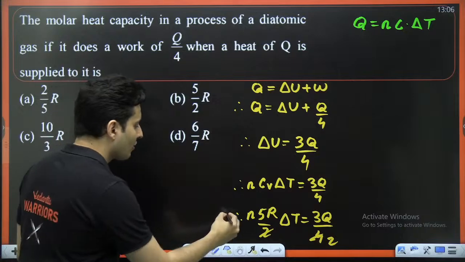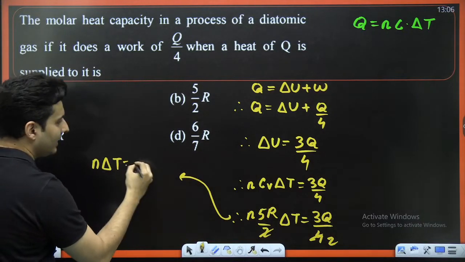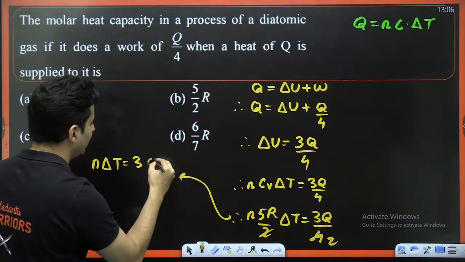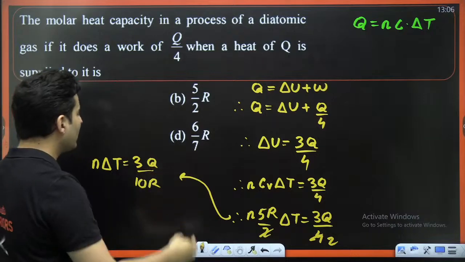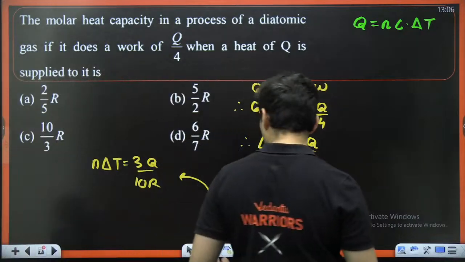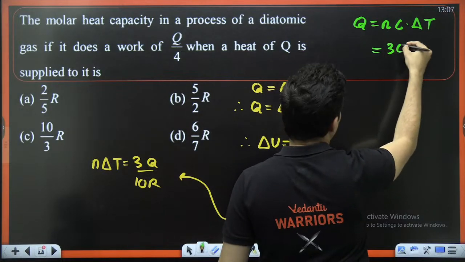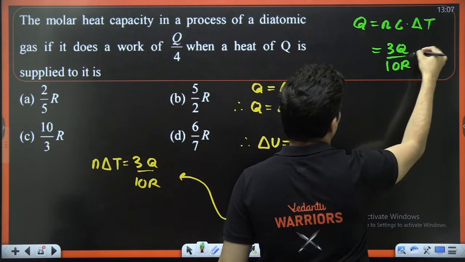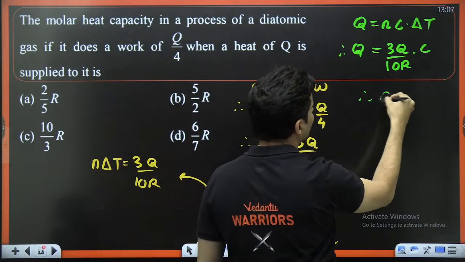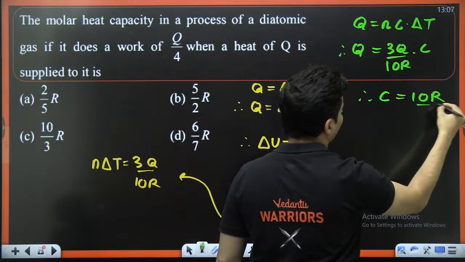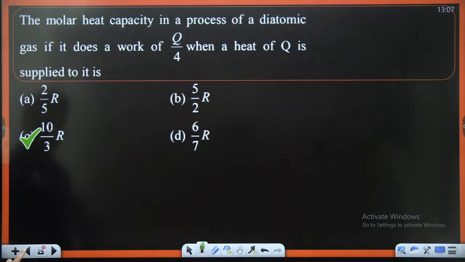Observe carefully what will happen next. If I find the value of N times delta T, 3Q remains on the top, 5R and 2 will become 10R. So 3Q by 10R will be the value of N delta T. So why not put this as 3Q by 10R into C, and this Q is as it is. Q cancels, so C will be 10R divided by 3. That is the answer.